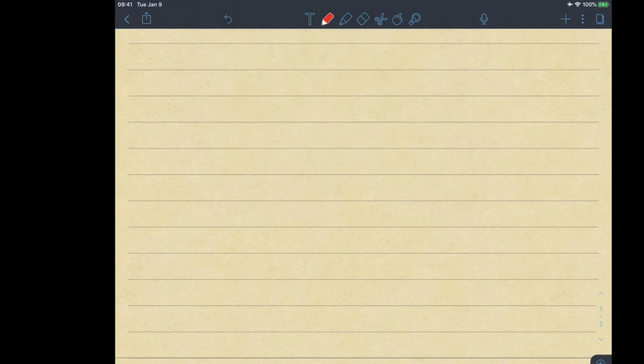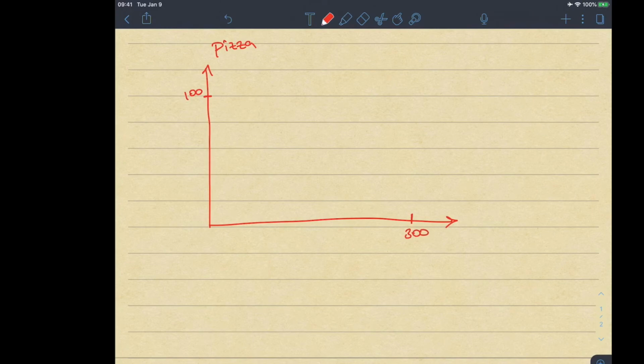So I'm going to use the same numbers that I gave you in the slides. On the y-axis, we have pizza, and the maximum amount was 100. On the x-axis, we have wings, and the maximum amount is 300. And we have a straight line, a linear line. We know that the slope is constant on linear lines. And to calculate the slope, we can use the slope formula.